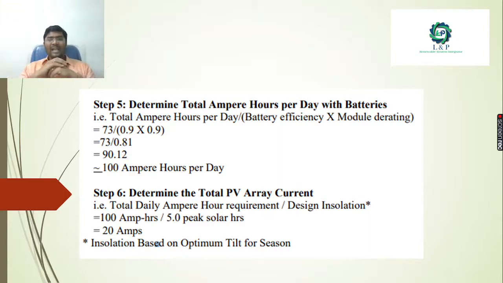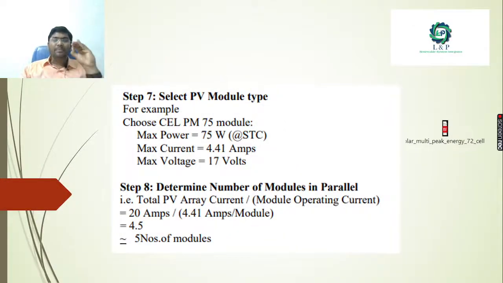If you want to determine the total PV current, take the total daily amp hour requirement divided by the design insolation. For example, as we already calculated the total amp hours per day of the batteries, that is 100, divided by, let us consider, 5 peak solar hours, which gives 20 amps as the total PV array current. If you want to select the PV module type, you should know all these things: what is its maximum power, its maximum current, its maximum voltage, and so on.